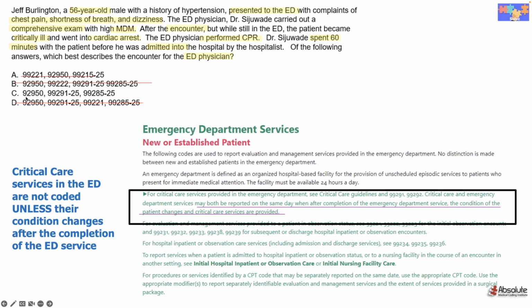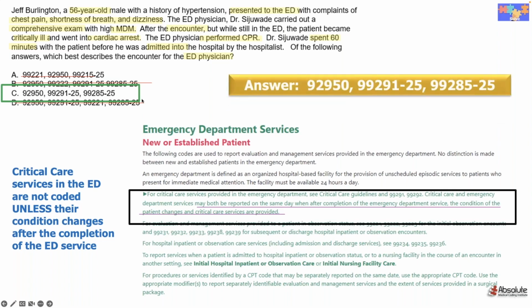We're going to code for the CPR 92950. And if you can recall the critical care guidelines, they've pretty much stayed the same. You can code for CPR, and it's in addition to the critical care. And 99291 is 60 minutes of critical care, and 99285 is your ED code. And the answer, 92950, 99291 with a 25 modifier, 99285 with a 25 modifier.